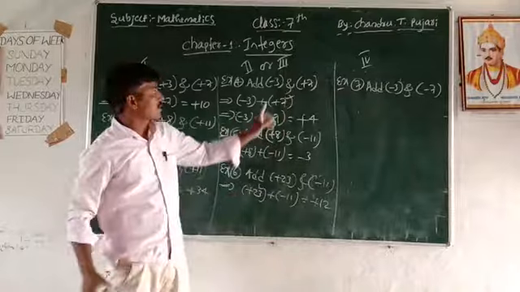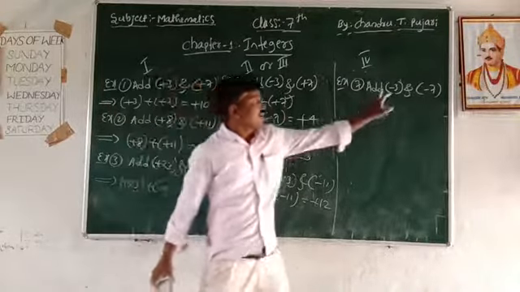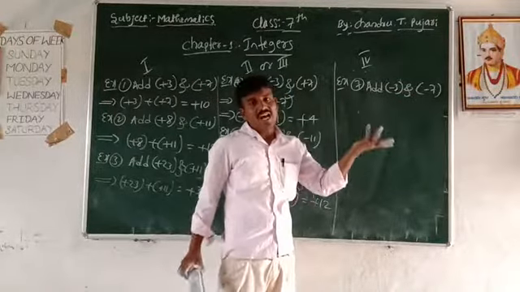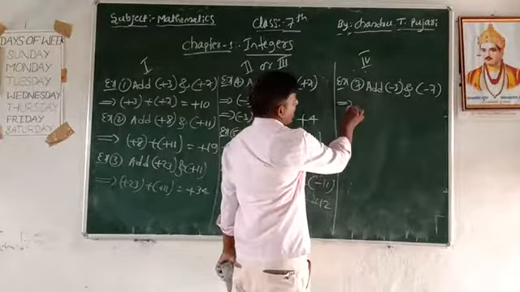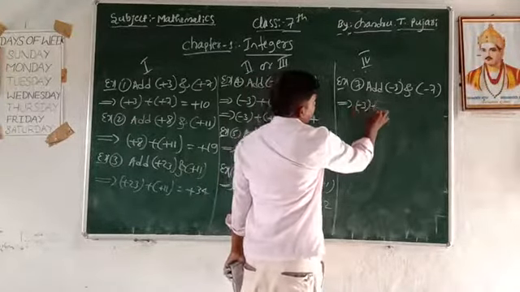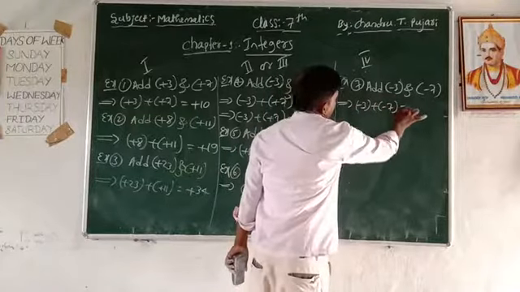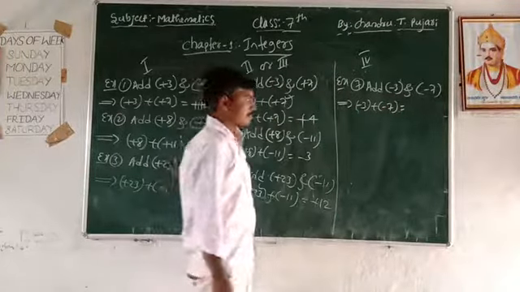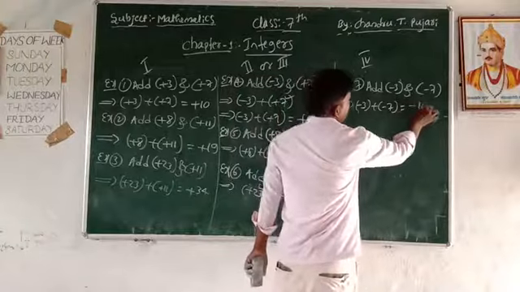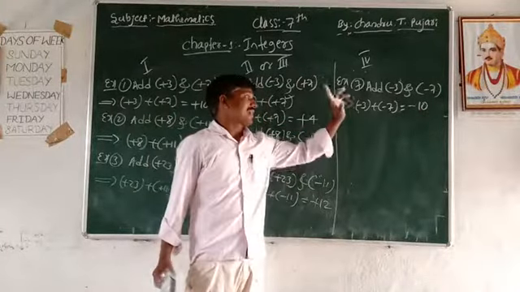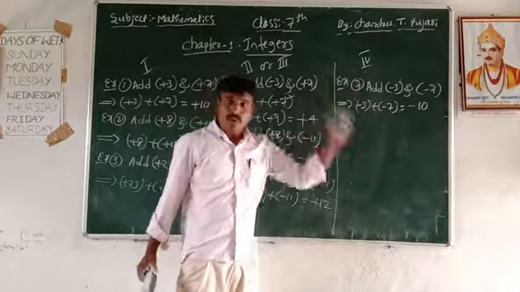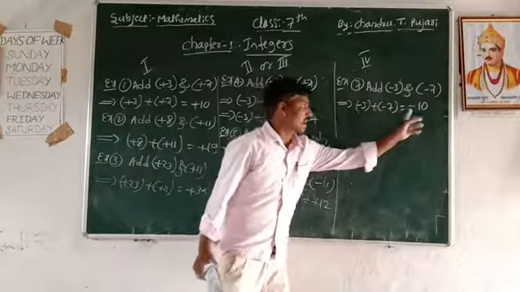Again the same numbers, 3 and 7. I will change only the sign. Both are negative, minus 3 and minus 7. Therefore, minus 3 plus minus 7 is equal to minus 10, because our fourth rule is that when we add two negative integers, the answer is also negative.